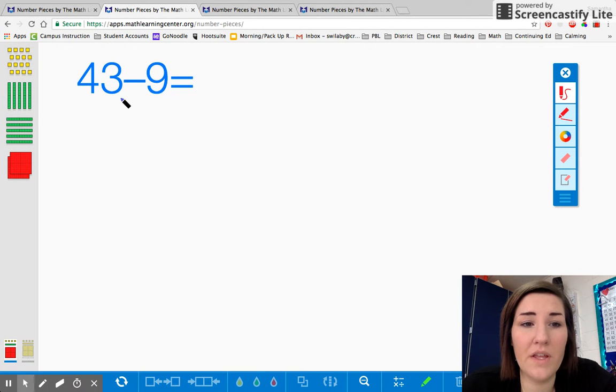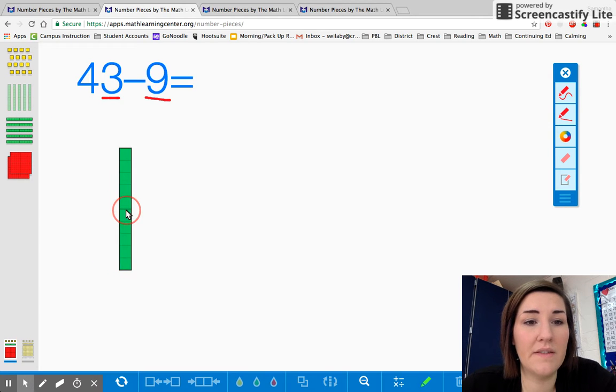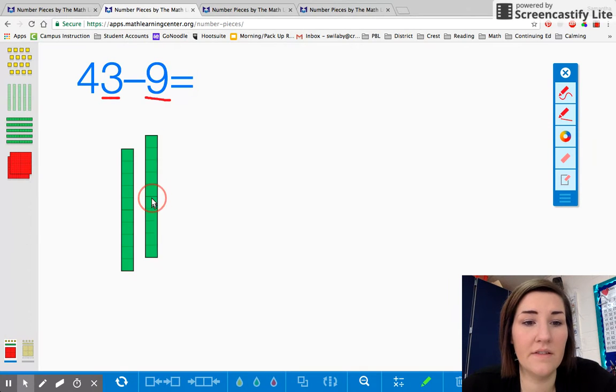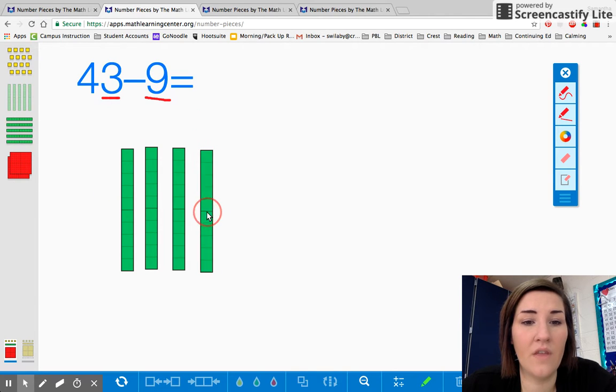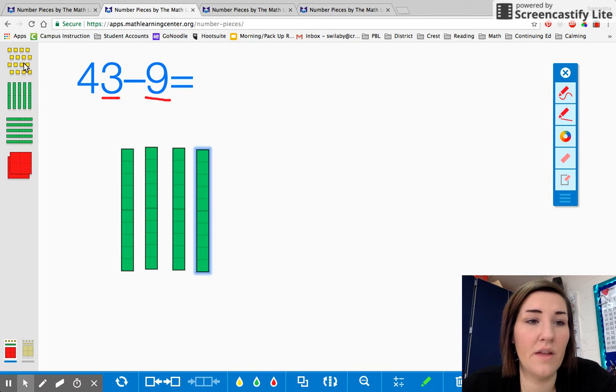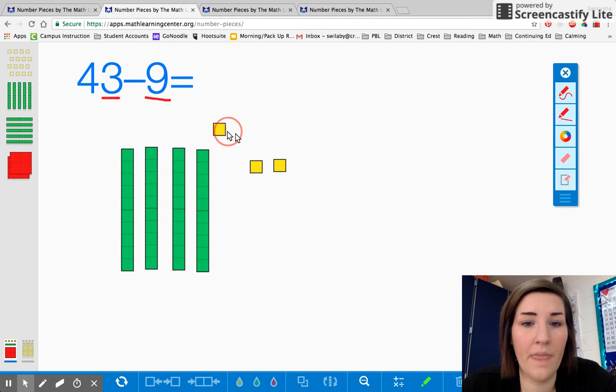I have here 43 minus 9. So again, I'm going to have to look specifically at the ones place. And to help myself, I'm going to use my base 10 blocks to build and help myself. So I had 43, so that means I need 4 tens, 10, 20, 30, 40, and then 3 ones. 1, 2, 3. So I have 43 here.